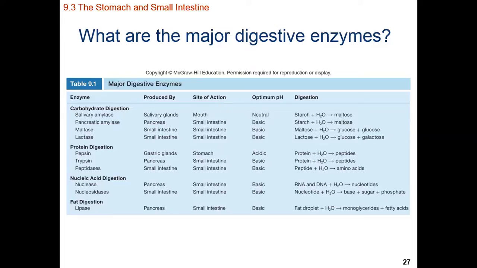Generally speaking, in the mouth, we need to have enzymes that work at a neutral pH. In the small intestine, we need enzymes that work at an alkaline or basic pH. And in the stomach, we need enzymes that can work at an acidic pH.